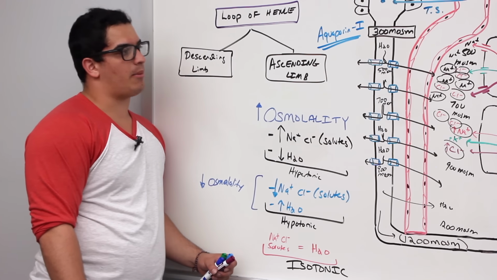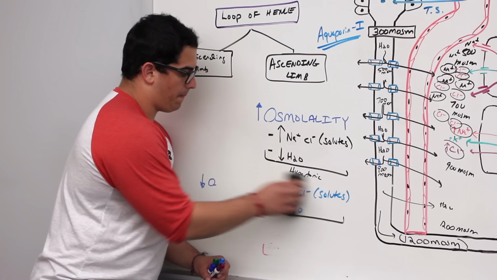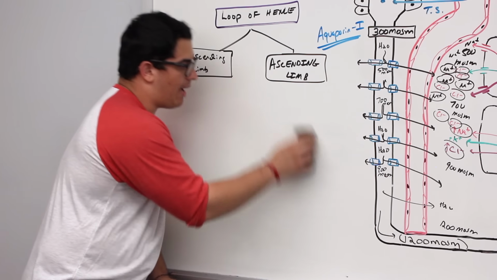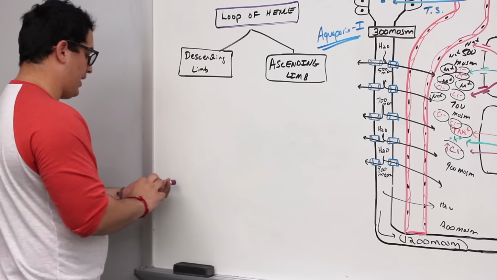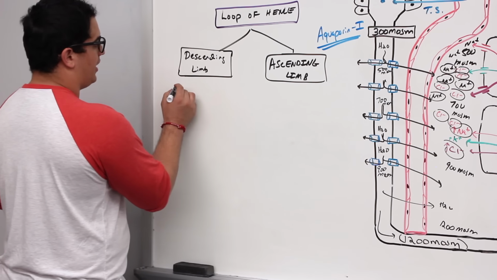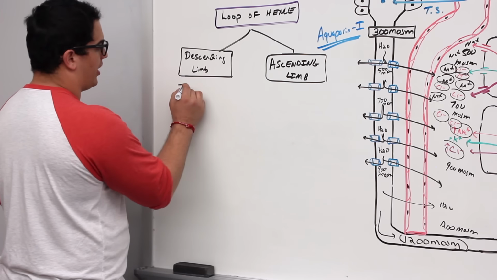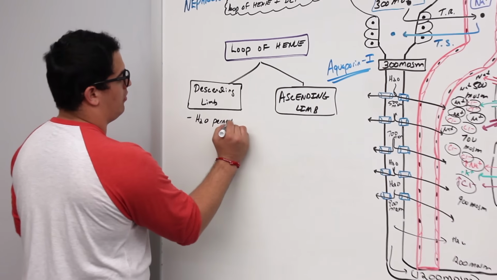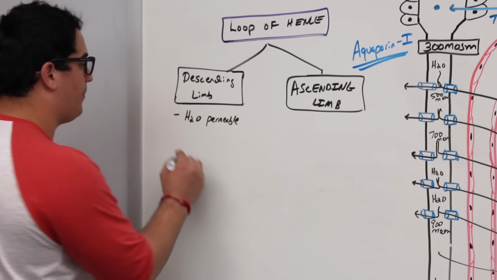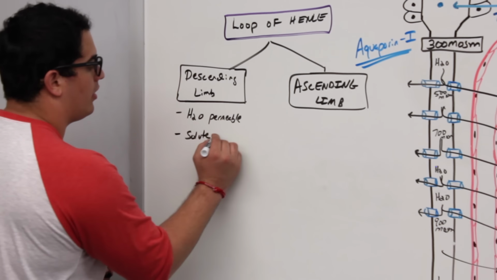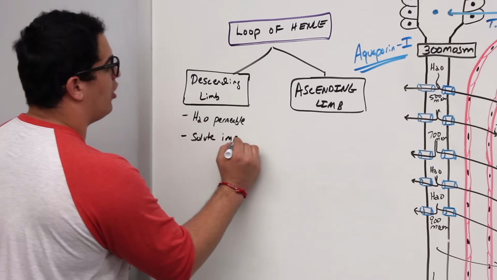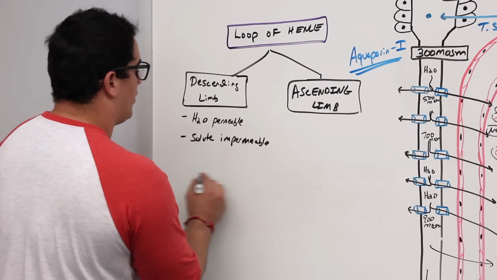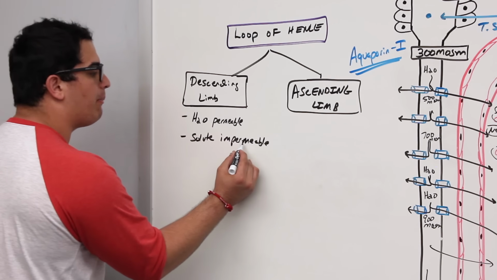All right, so let's go ahead and sum everything up then. So let's get this out of the way. Let's start with what's happening in the descending and what's happening in the ascending. If you remember, descending limb, what was the whole purpose here? Remember that it was water permeable, meaning that water can move in or it can move out, right? And it was solute impermeable. So no salts can leave here. So it's actually going to be water permeable, solute impermeable.